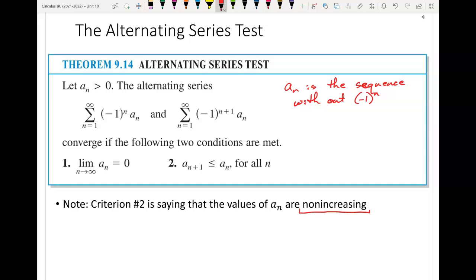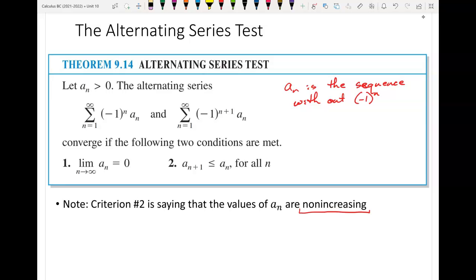It's not like eventual. As far as I understand, it has to be for the full thing. So any term that you get, it needs to be smaller than or equal to the previous term. That's why it's less than or equal to. That's what the non-increasing is talking about: it needs to be either smaller or equal to the previous one. And so again, we'll be able to set up an inequality and do some cross multiplication and look at things and see if we get a true statement, right?